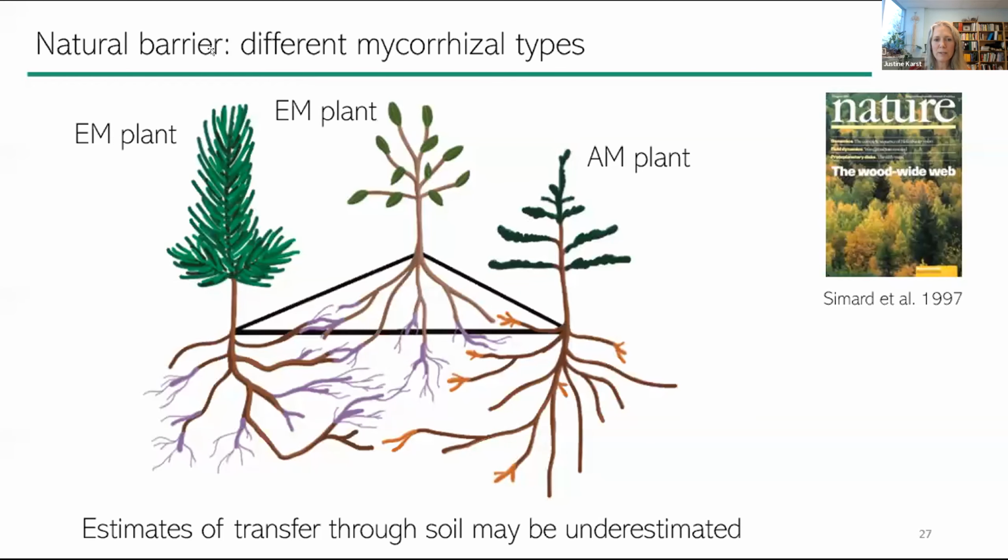So what they found is when they added labeled carbon dioxide, some of it ended up in this ectomycorrhizal plant, they labeled the birch, and some of it ended up in the Douglas fir. A little bit also ended up in the arbuscular mycorrhizal plant.